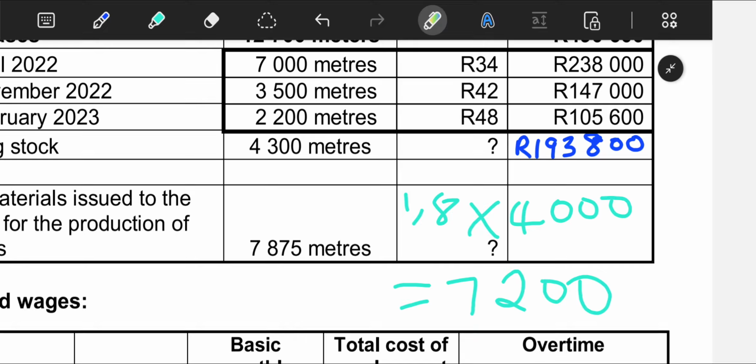And we are told that there is no work in progress remaining. It means that the remaining is a loss. Because if you can see here, we have issued more, 7,875, and we only used 7,200. So how much did we lose? It is the difference between the two. 7,875 minus 7,200. Then you get your 675. Then it's your answer for that question.